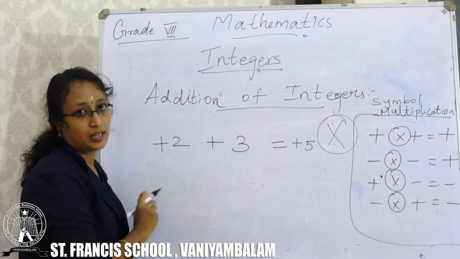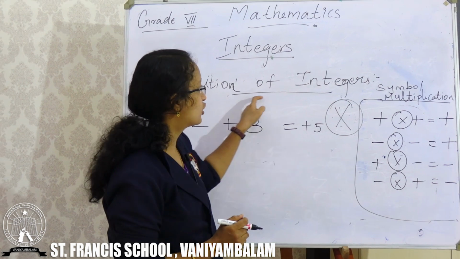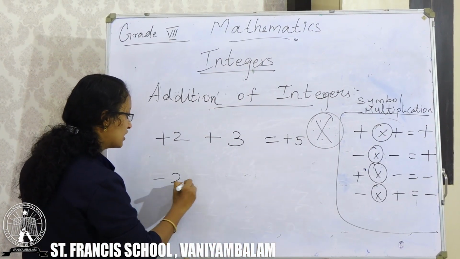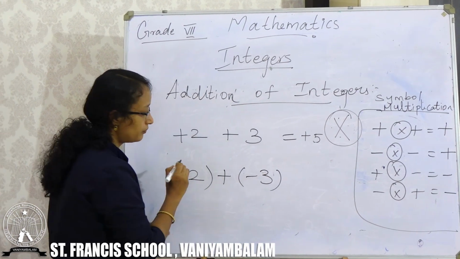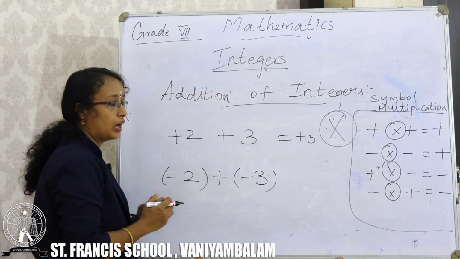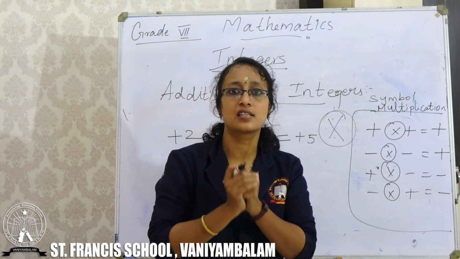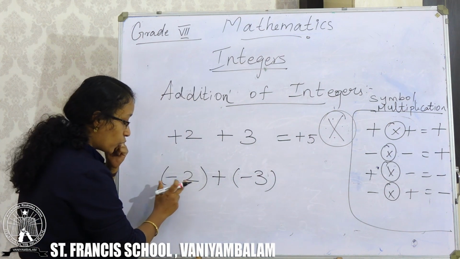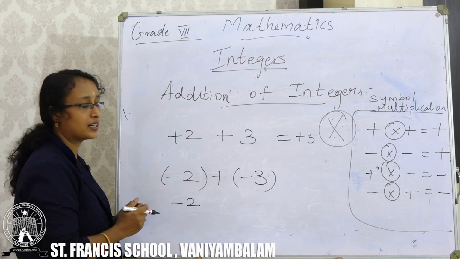Next is adding of two negative integers. We had learnt addition of two positive integers. Now we are going to study addition of two negative integers. Our aim is to remove the brackets first. Always remove the brackets first in the problem. So, what you have in the bracket? Minus 2. Write it as it is.